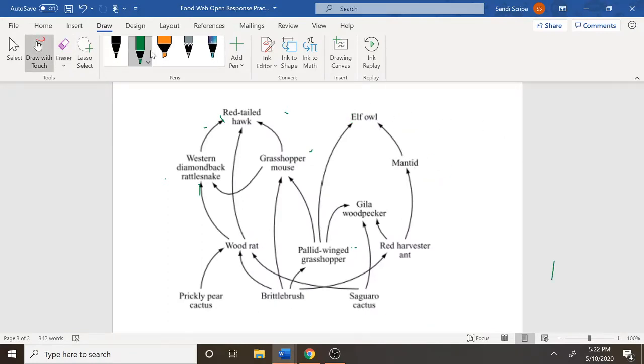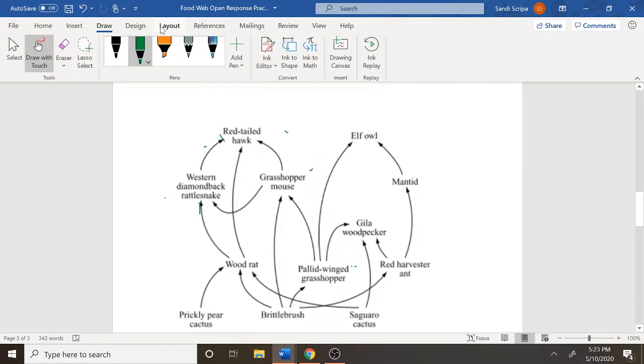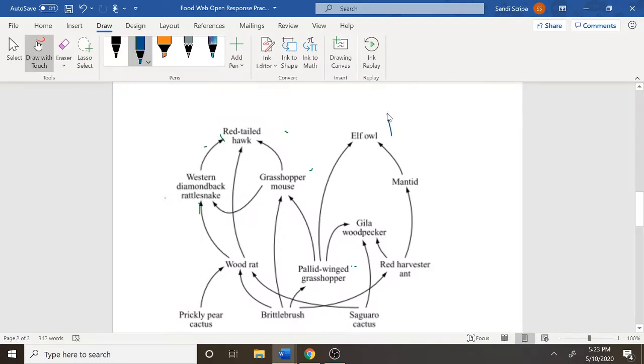Okay, so let's look again. We're looking at if the elf owls increased. So if we had more elf owls, if the number of elf owls increase, how will that affect other things? So let's follow some arrows backwards. So if there's more elf owls, right?